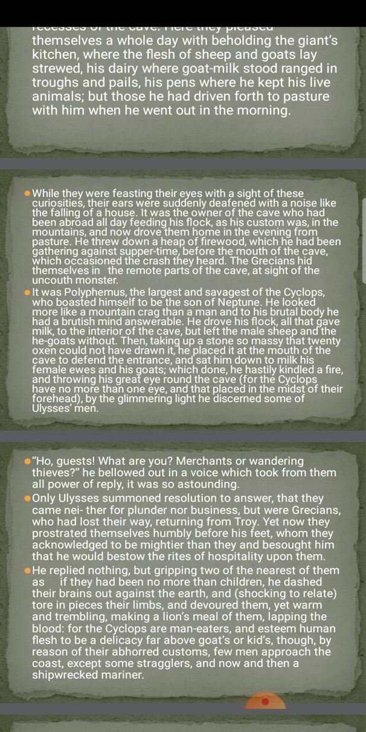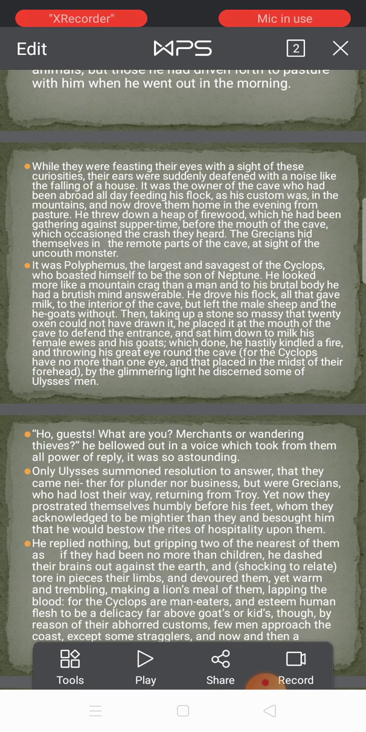He replied nothing, but gripping two of the nearest of them as if he had been no more than children, he dashed their brains out against the earth and, shocking to relate, tore into pieces their limbs and devoured them. Means he took the two men and then tore. Tore means tearing apart. Then he started eating. That is Ulysses' men. Two became victims.